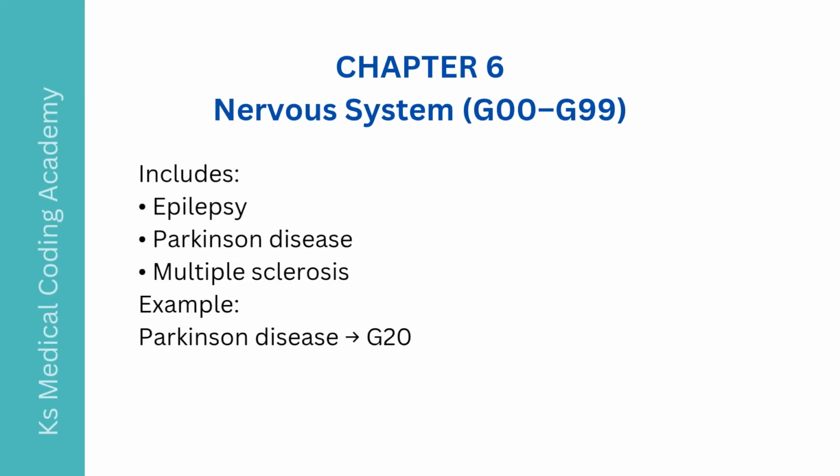Chapter 6. Chapter 6 includes diseases of the nervous system, coded from G00 through G99. Examples include epilepsy, Parkinson's disease, and multiple sclerosis. For instance, Parkinson's disease is coded as G20.